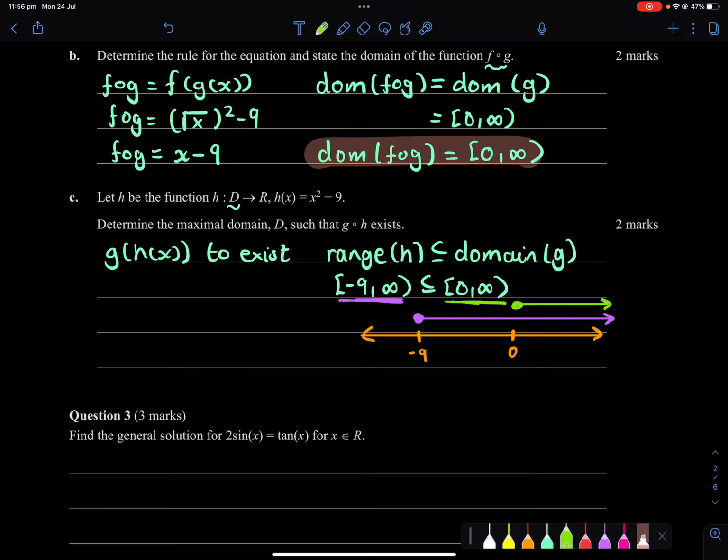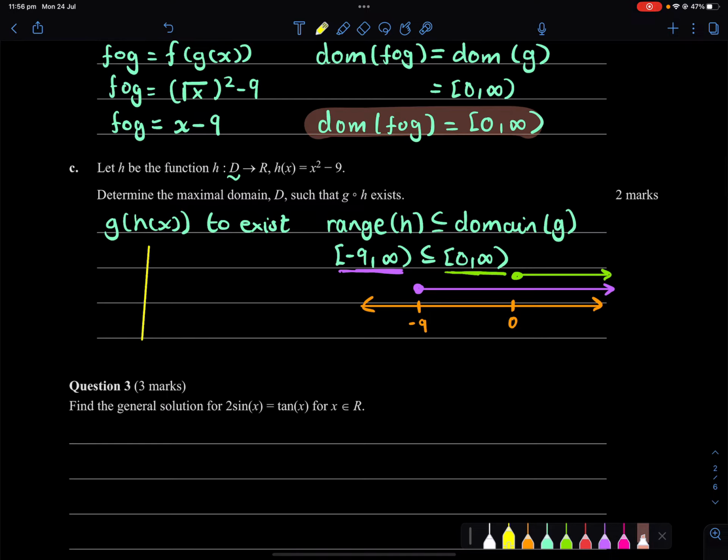So to do that, let's just draw h of x over here. h of x is this parabola over here, like that. Nice parabola, which is -9. That's 3. That's -3.